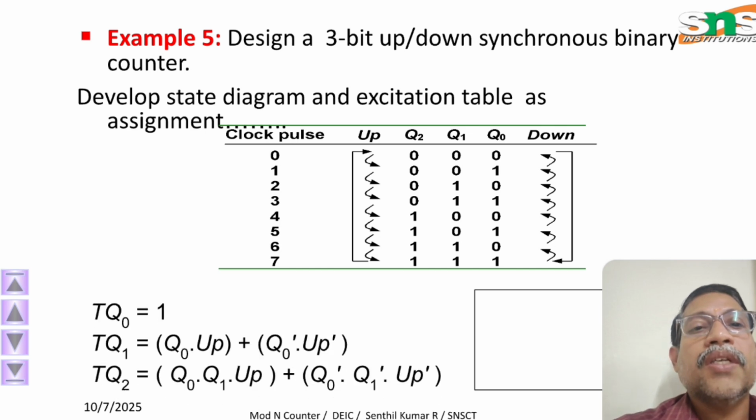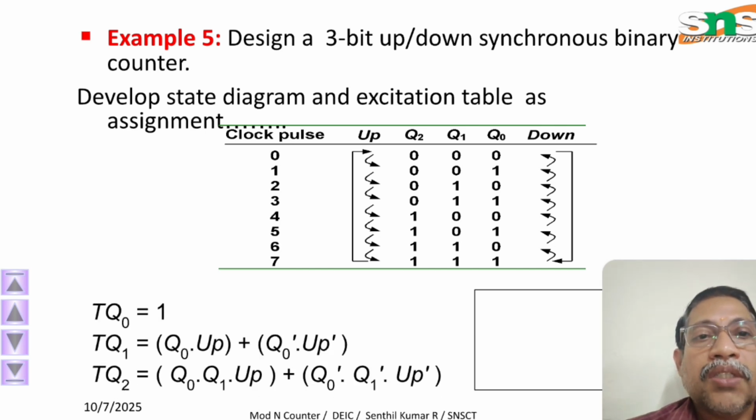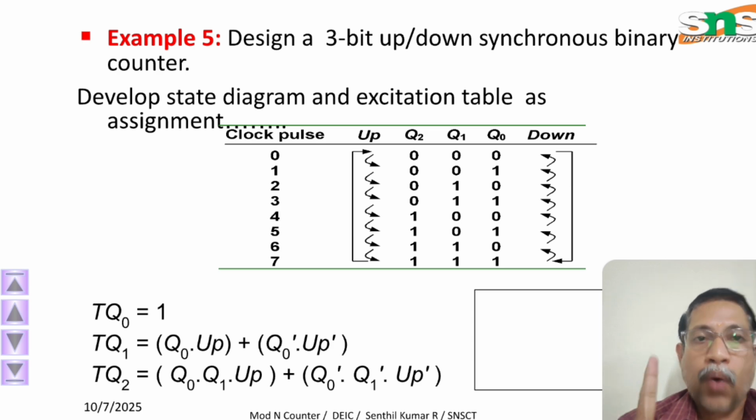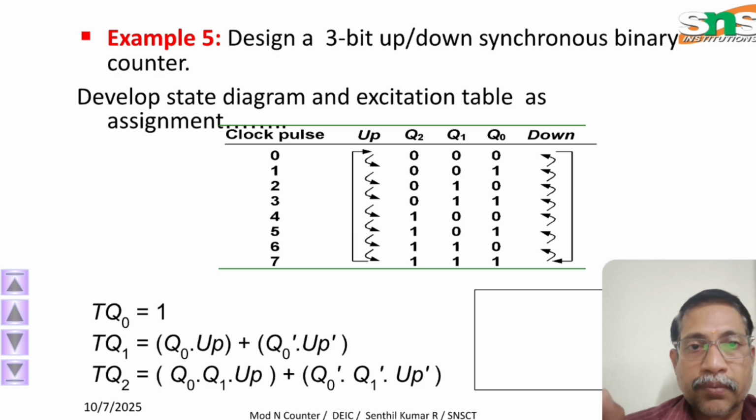Yes, this is the excitation. After the excitation table, the expressions from the K map will be, since there are three flip flops, TQ0 is 1, and TQ1, the second flip flop, is Q0 into up plus Q0 dash into up dash. The up is nothing but the special terminal. When up is 1, then it is an up counter. When up is 0, then it is a down counter. This is the input for the second T flip flop.